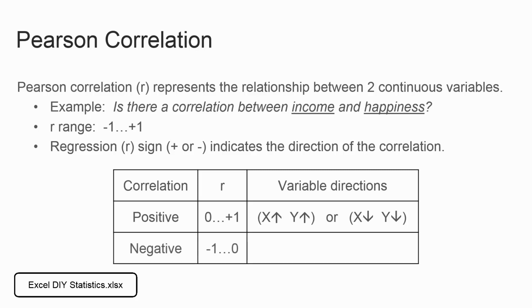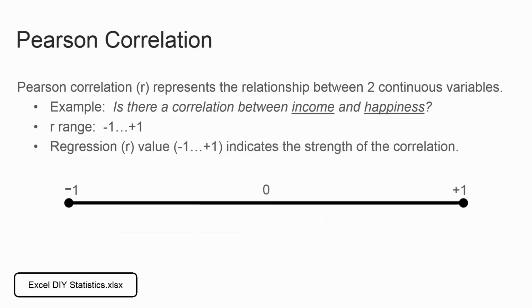Alternatively, the correlation may be between -1 and 0. This would be a negative correlation. When the correlation is negative, it means that the variables move in opposite directions. When x goes up, y goes down, or when x goes down, y goes up. Returning to our example, if the R was negative, this would mean that overall, higher income would be paired with lower happiness, and lower income would be paired with higher happiness.